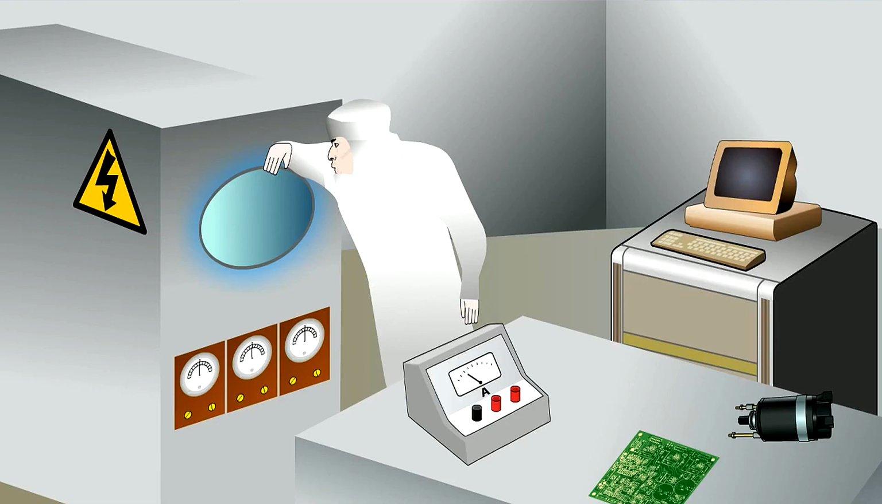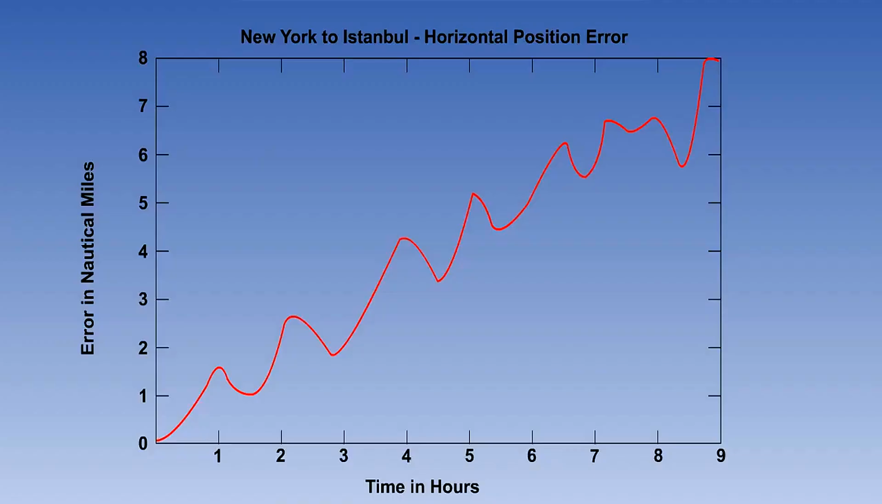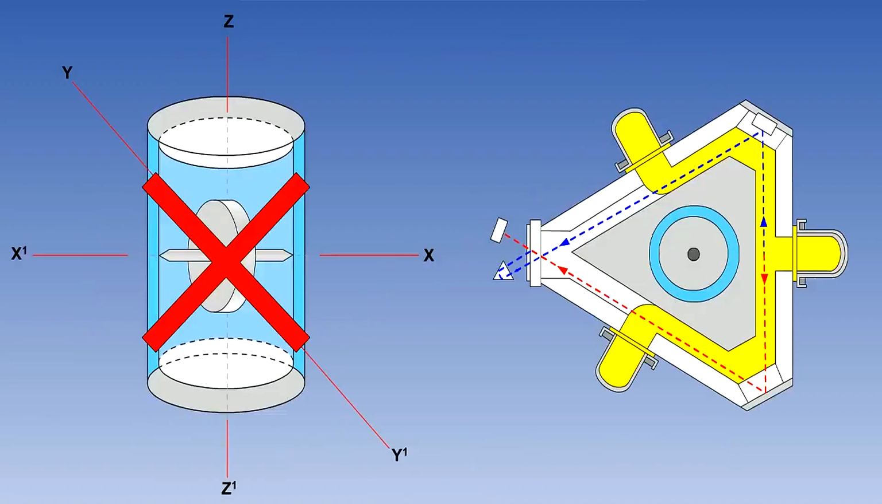And this did happen with the evolution of better and better manufacturing techniques during the 70s and 80s. Even with these errors, the general accuracy of an INS is good compared with previous systems. This plot shows only an 8-mile error after 9 hours of flight. For a stand-alone system, this is very good.